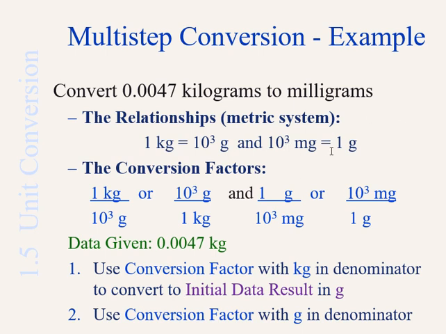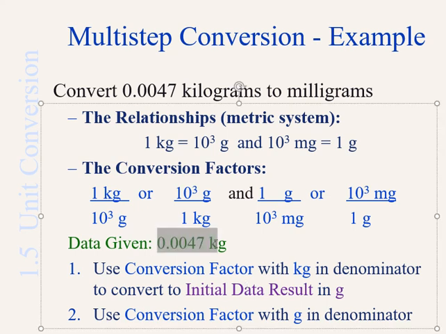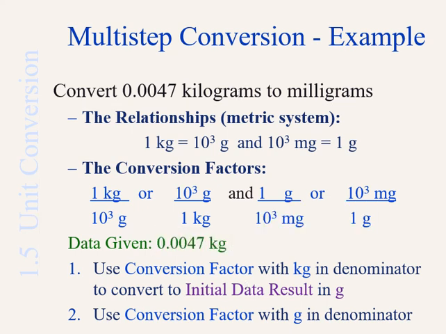How are grams and milligrams related? Well, 1 gram equals 10 to the 3 milligrams. So for each of these two relationships, we have two conversion factors, of which we will choose. First converting kilograms to grams, and then converting grams to milligrams. So we are given this data 0.0047 kilograms. Multiply that with one of these two, which will give us the grams. Which one will you multiply it with? You will multiply it with the second one, which will cancel out the kilograms, and you will get your grams.